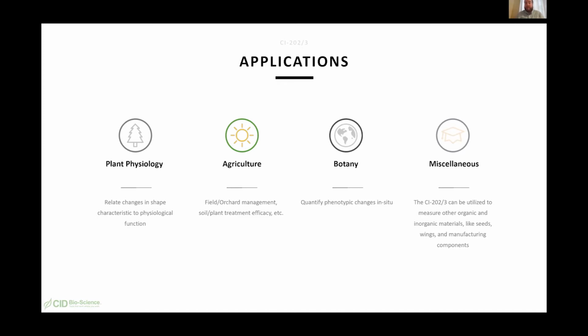Some applications you might not have thought of, which we've seen users utilize the CI-202 and 203 for, are looking at things like seeds, wings. We actually had a user using this instrument to measure the area of a bat's wings, so while the bat's still alive, putting the wing underneath the plastic sheet and scanning it to take an area measurement of the wing of the bat. You could also use it for things like insect wings, and even inorganic materials like manufacturing components. So it's really a versatile tool. It's a laser scanning area meter, essentially.